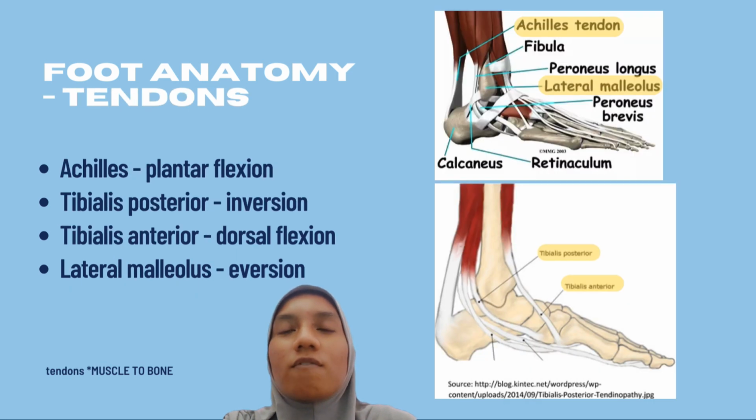Then we have 4 major tendons, which are the Achilles, the tibialis posterior, tibialis anterior, and lateral malleolus. The tendons are the connection between muscle to bone. So the Achilles is important for the plantar flexion, tibialis posterior is for the inversion, tibialis anterior is for the dorsiflexion, and lastly lateral malleolus is for the eversion.